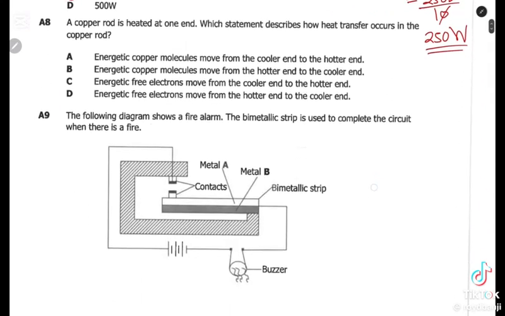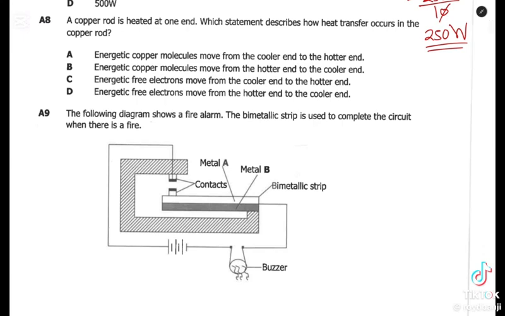All right, question 8: a copper rod is heated at one end. Which statement describes how heat transfer occurs in the copper rod? Heat is moved by the delocalized, freely moving electrons from the hotter region to the cooler one. Looking at the options, energetic copper molecules, no. Energetic free electrons move from the cooler, no. Energetic free electrons move from the hotter end to the cooler end. So D is the answer here.